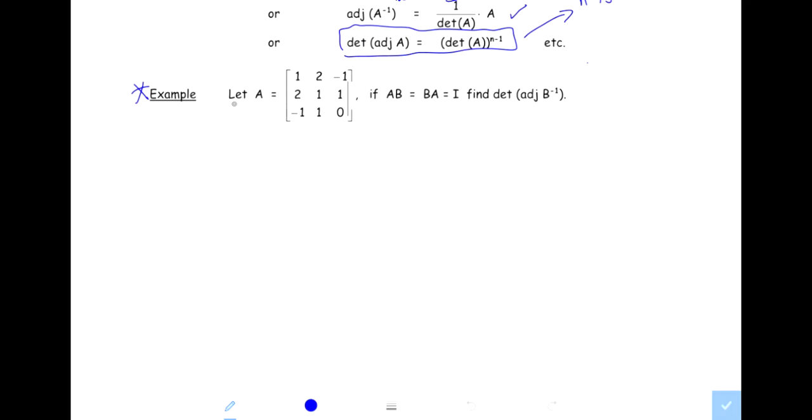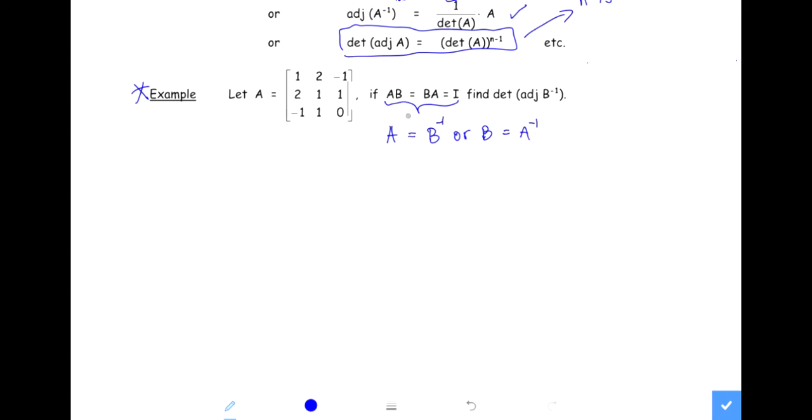Okay, in this problem we have a matrix A, a big one, and these are the conditions: A times B is equal to B times A, and they are equal to I. You want to find the determinant of adjoint B inverse. You have to look at this property first. When you see this information, you will know that A is equal to B inverse, or you can say B is equal to A inverse.